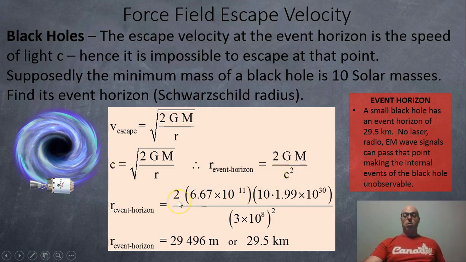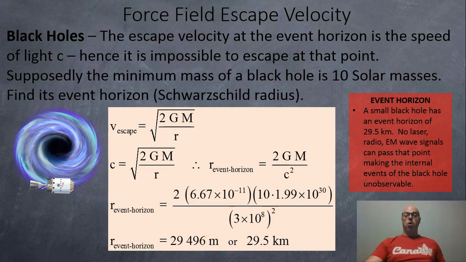So for a small black hole, like one of the smallest ones you can get, 2 times 6.67 times 10 to the negative 11. We've got 10 for 10 solar masses, and the mass of the Sun is 1.99 times 10 to the 30 kilograms, and we're going to divide by the speed of light, 3 times 10 to the 8, squared. So a small black hole would only be 29,496 meters across. That's not the singularity at the middle.